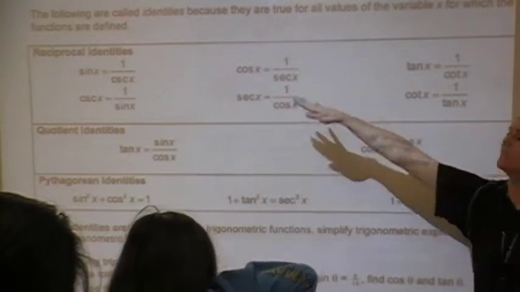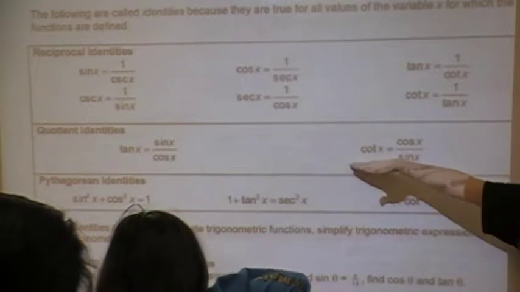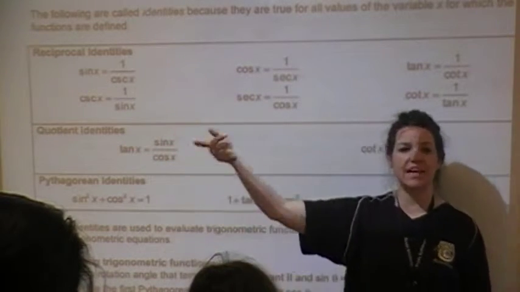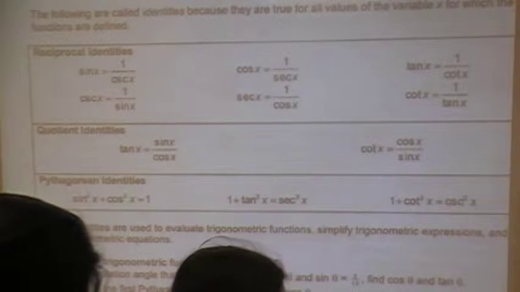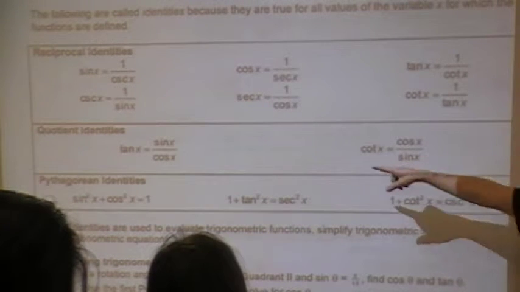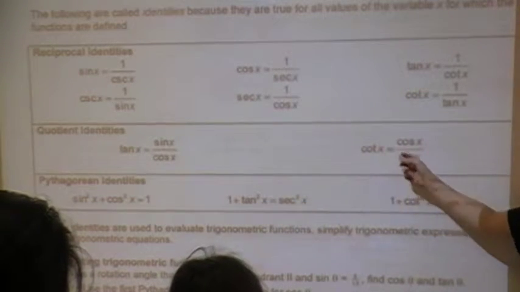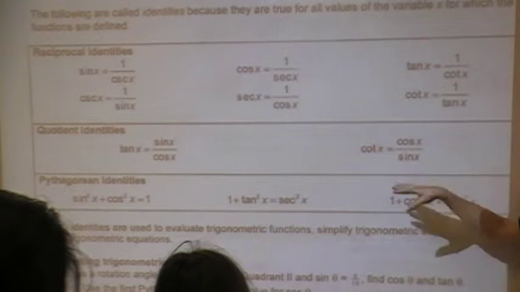So you know these 6. You don't really have to memorize them because you already know them. These identities, you kind of knew this one already, because you already knew that tangent was y over x, and on the unit circle, sine is y and cosine is x. So tangent is sine over cosine. Because of that, cotangent is the reciprocal, the same thing flipped over. So those two are easy.